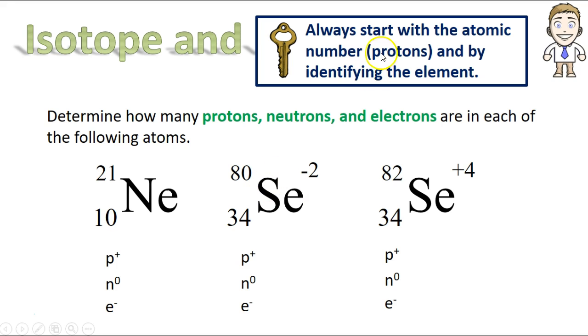Going by the key idea we've been using this whole time, whenever you're answering questions like this, always go with the atomic number first because there's not much to think about and everything else is kind of based off of that.